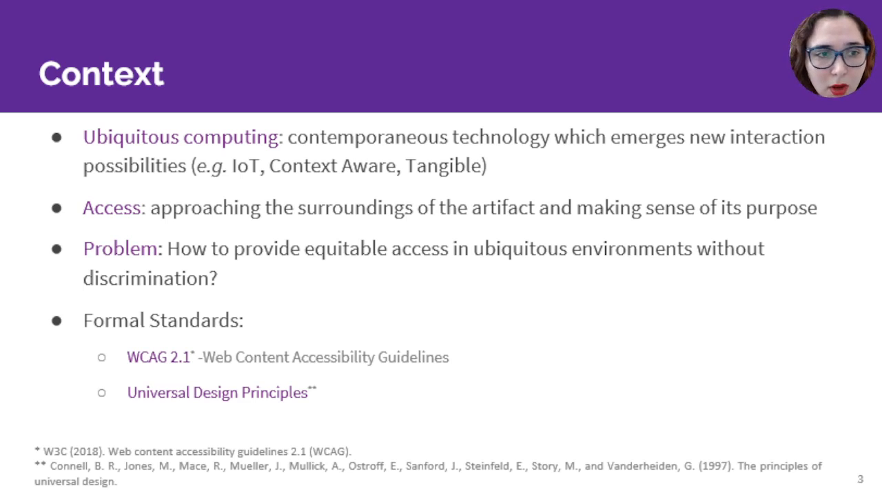So, the problem of this research is how to provide equitable access in ubiquitous environments without discrimination. How can we allow the same access to everyone, no matter the type of special need? For this, we studied the formal standards, CLIHC 2.1, the latest stable version, and the universal design principles. The first one is a web-related standard, and the second one is related to the environment.